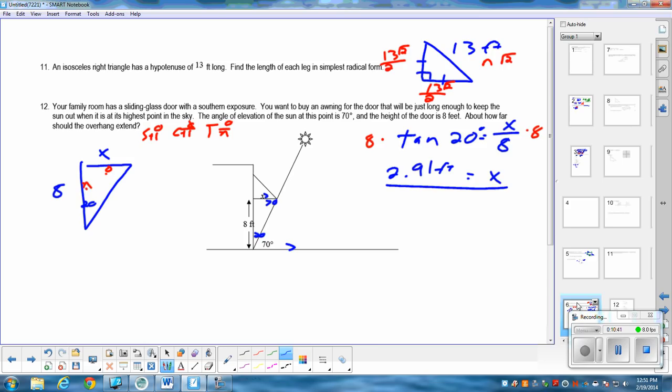We should also check to make sure that this side here with the x, because it's across from the smallest angle, is going to be smaller than the side we were given. In this case, considerably smaller because the 20 is much less than the 70. And we can believe that about 2.91 would be across from that 20-degree angle if 8 is across from the 70-degree angle.